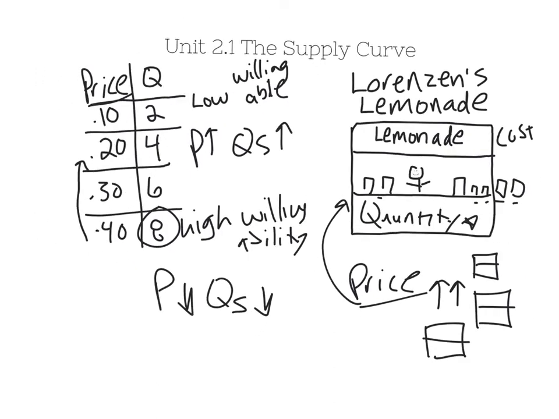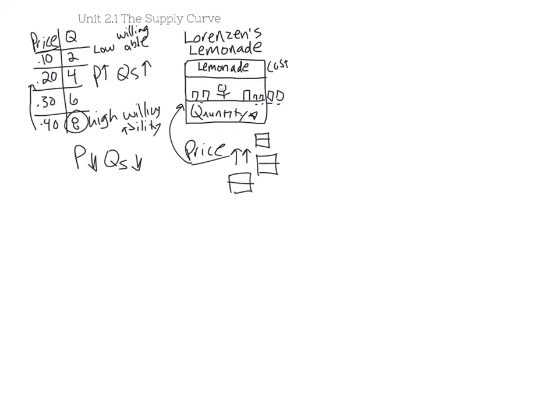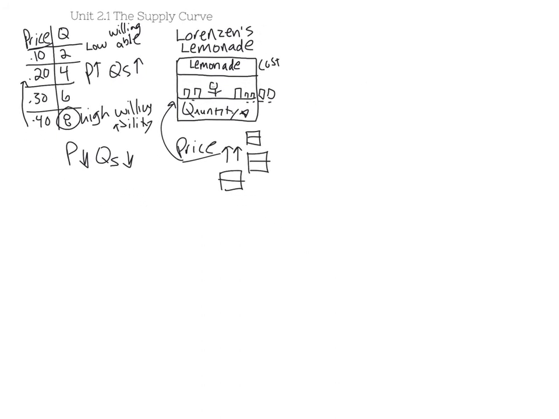So now what we want to do is model this. We want to show it on a graph so we can easily see it and understand it. And so we've got these numbers that are representing the schedule for how much am I going to supply at what price. And so that's my supply schedule.